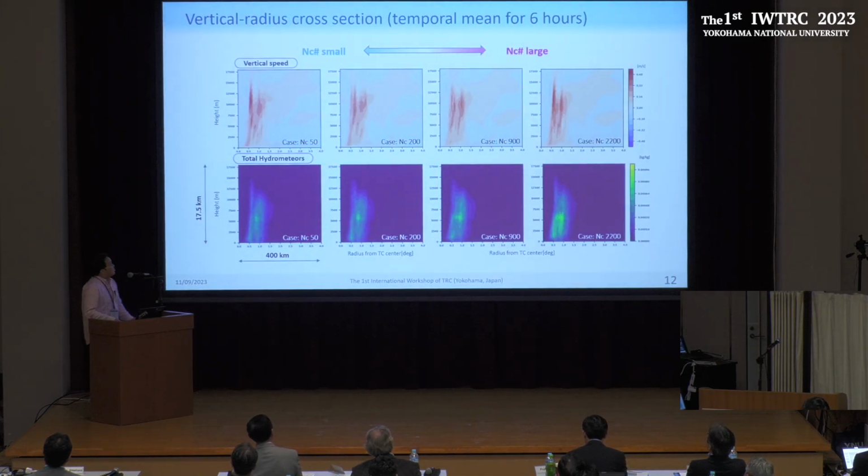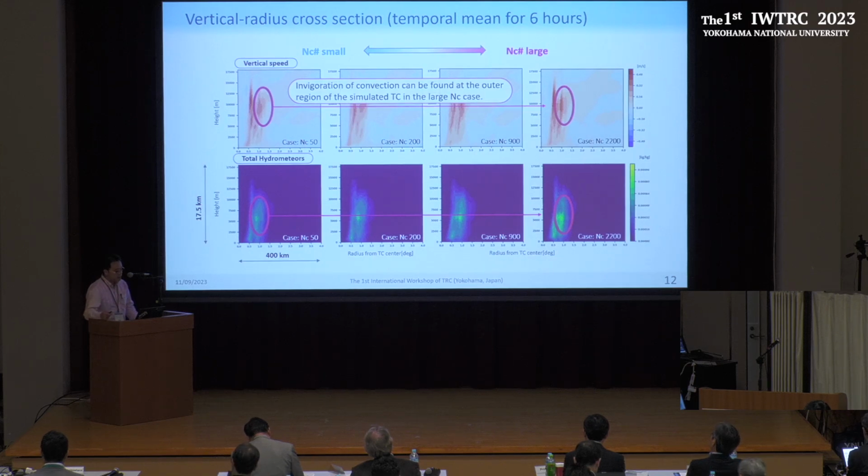Here I'm showing the vertical radius cross section to check some kind of consistency with the Rosenfeld hypothesis. The upper row is vertical speed and the bottom row is the total hydrometeors. This is the 600 hours temporal mean, and a dimensional mean is also applied. On the left is a small number of NCs, and on the right is a large number of NCs. You can see some invigoration of convection in the outer area of the tropical cyclones, so it seems to be consistent with the Rosenfeld hypothesis.